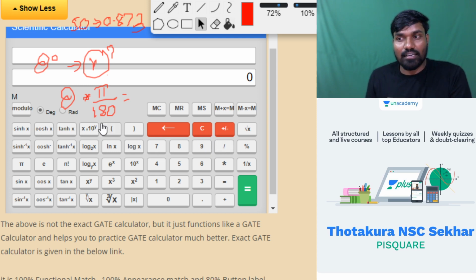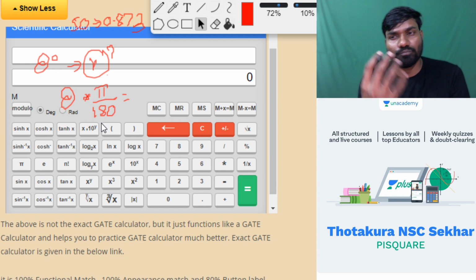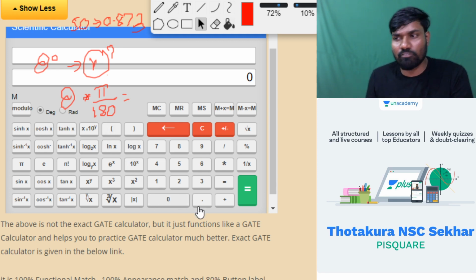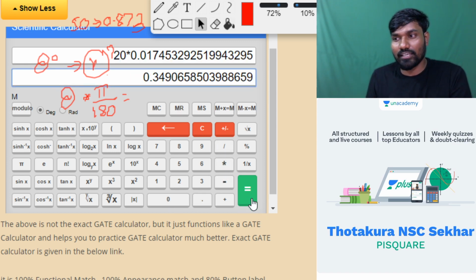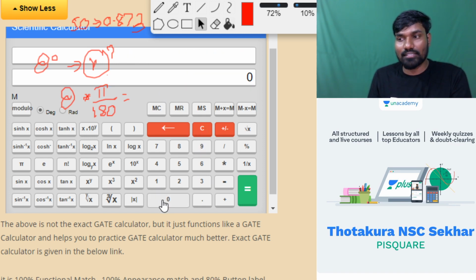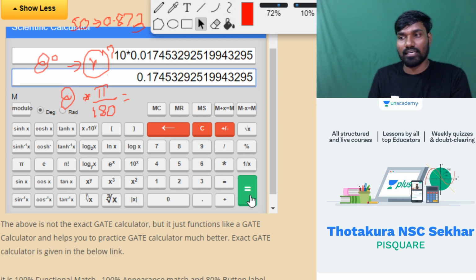Okay. This is clear. Now, if you want to convert some other value, suppose 20 degrees, 20 into memory recall equal to, this is 20 degrees in radians. 10 degrees in radians, 10 into memory recall, that's it.